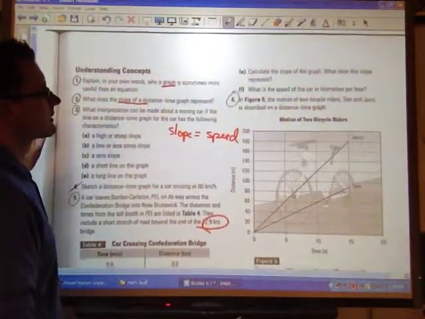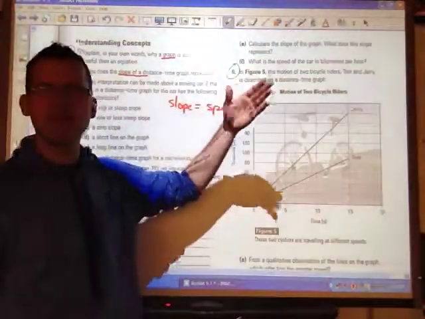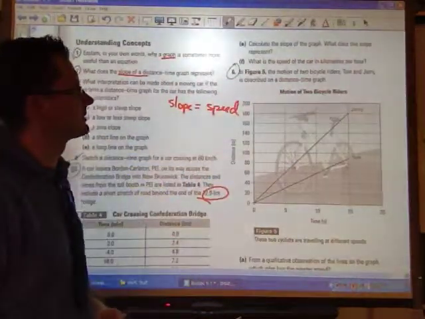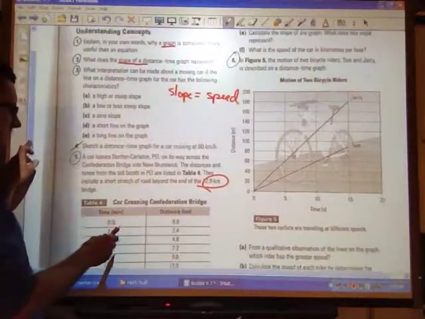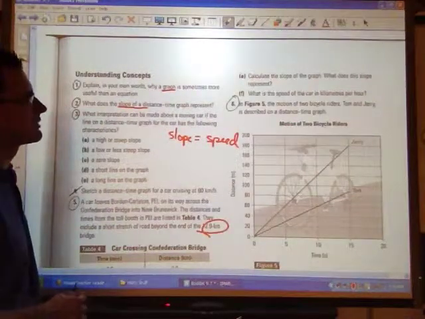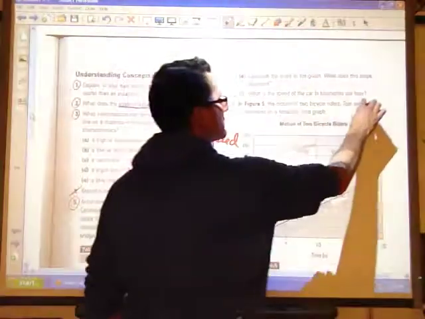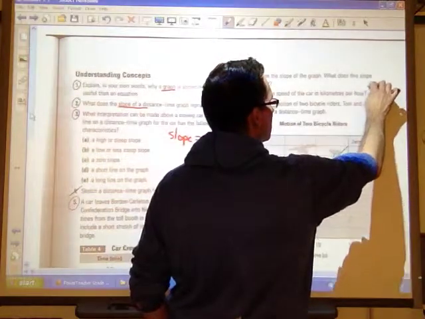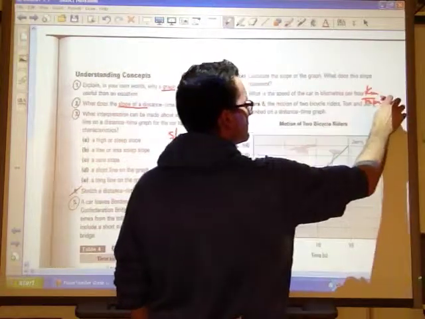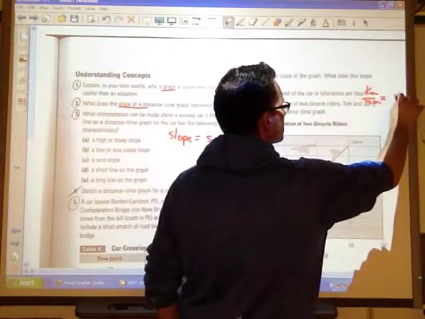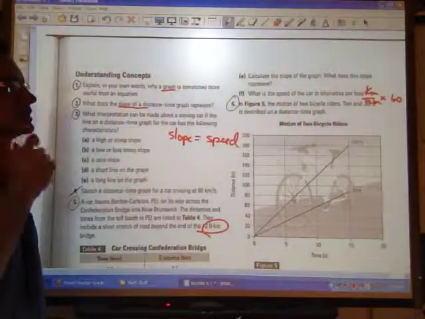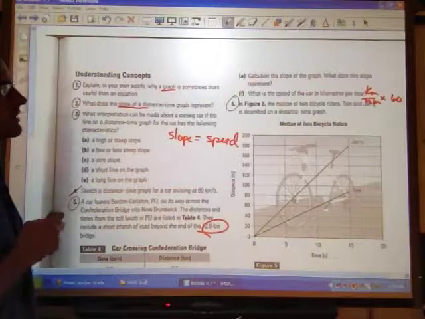Over here, calculate the slope of the graph. What does the slope mean again in reality here? And then what is the speed of the car in kilometers per hour? Now you'll have kilometers per minute, so you'll have to change that into kilometers per hour. To change that into kilometers per hour, simply multiply by 60, because there's 60 minutes in 1 hour.